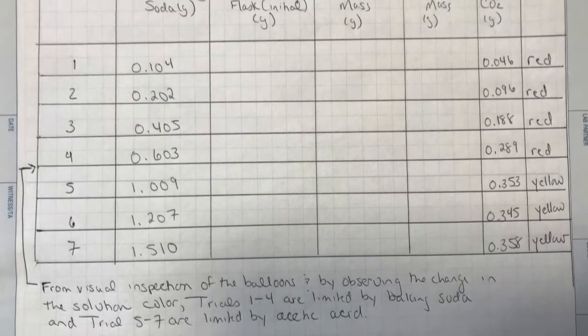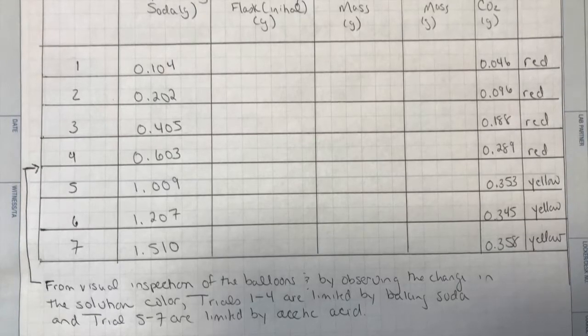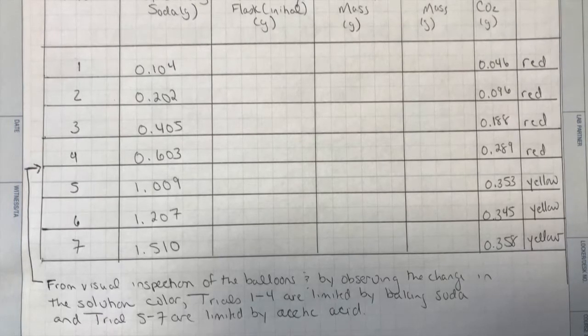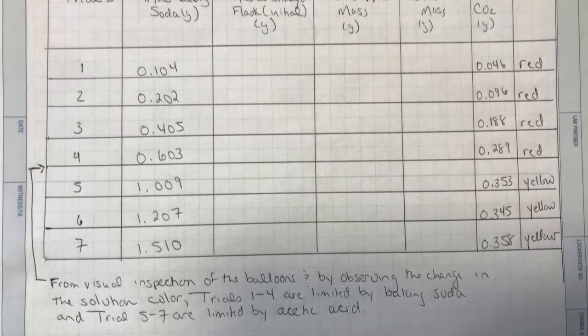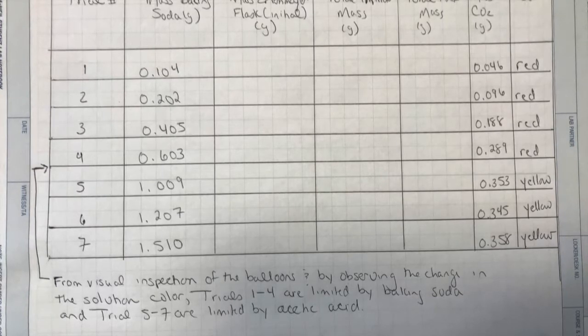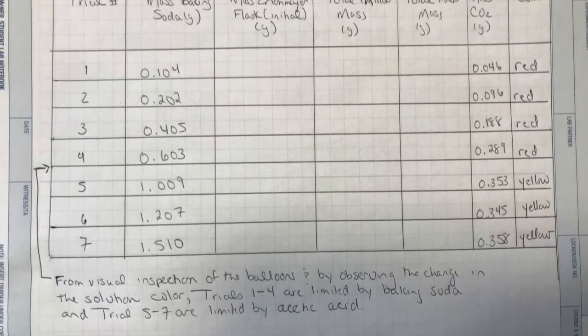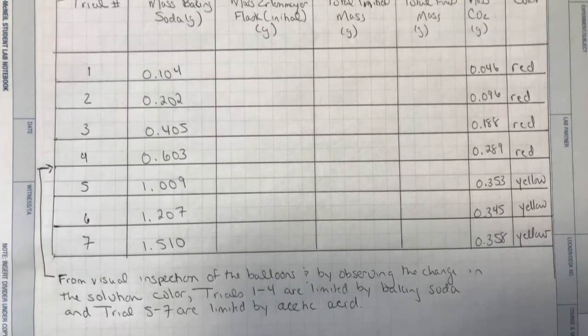Column 2 is your mass of baking soda. That is going to be your X data. And column 6 is your mass of CO2, which is going to be your Y data. I've also filled in the colors from column 7, and the reason I did that is what you need to know before you graph the data is when your reaction is baking soda limited and when it's acetic acid limited.